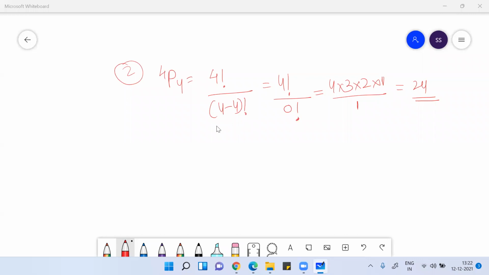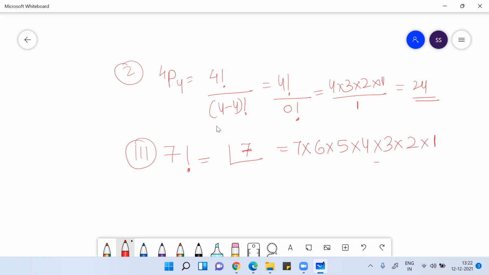You're getting this, right? Everyone, are you understanding this? Third one, question 3 is 7 factorial. In many books it is written like 7 factorial. Already I told you before, it is 7 into 6 into 5 into 4 into 3 into 2 into 1. That will be 5040. Learn this value by heart.